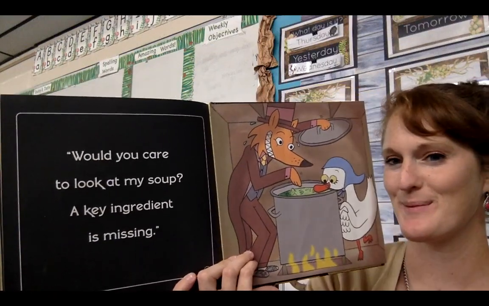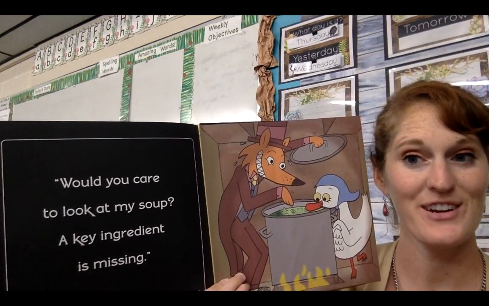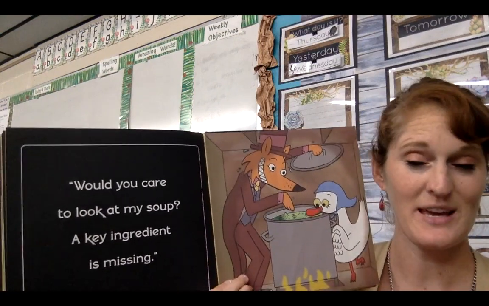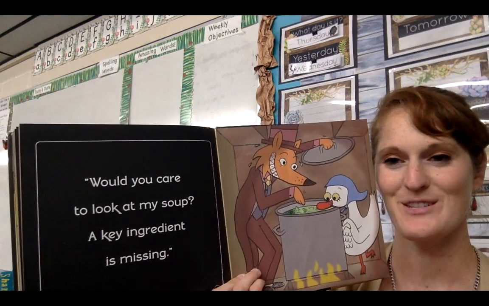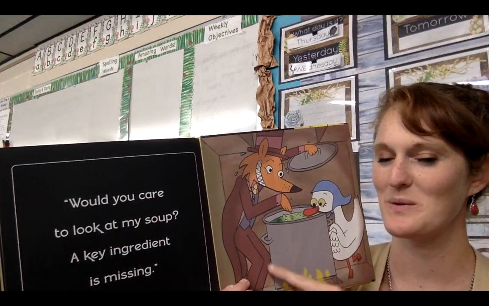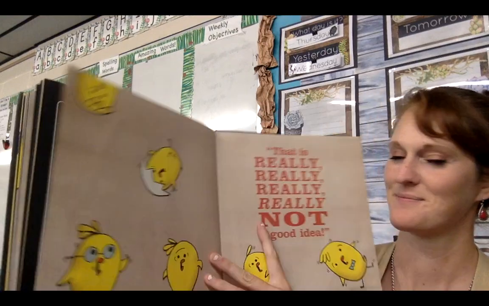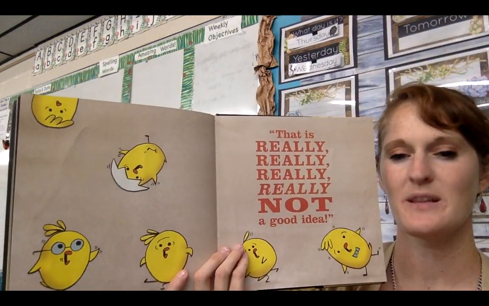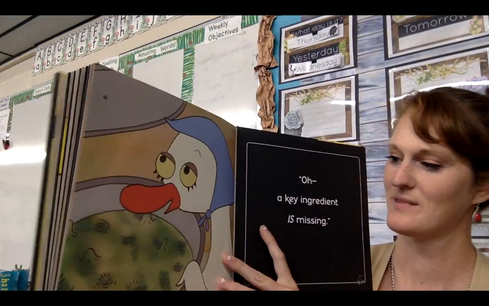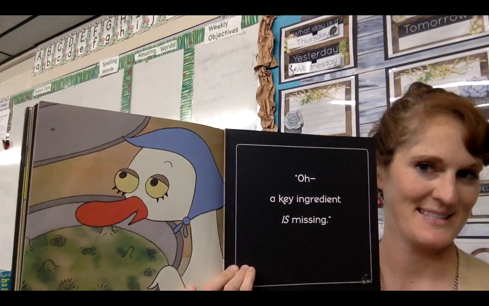Would you care to look at my soup? A key ingredient is missing. An ingredient is something that you put into food or into meals, like salt might be an ingredient. In this case, who do you think is the missing ingredient for the soup? What does that soup need before it's finished? That is really, really, really, really not a good idea. Oh, a key ingredient is missing.